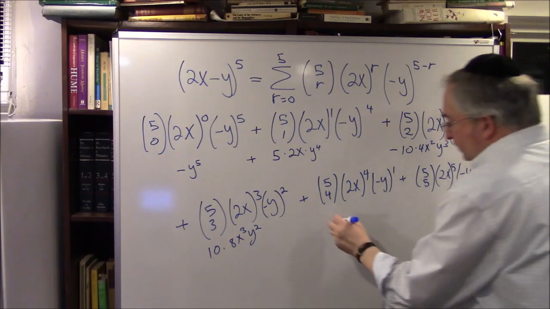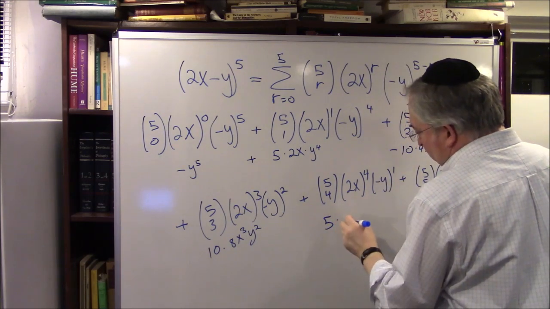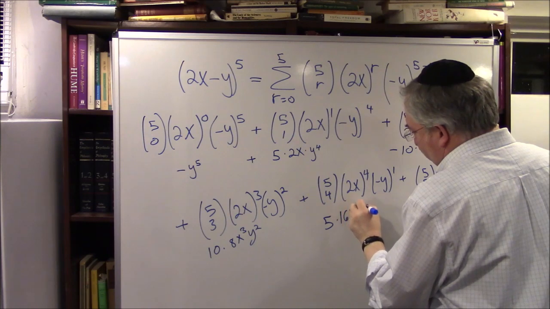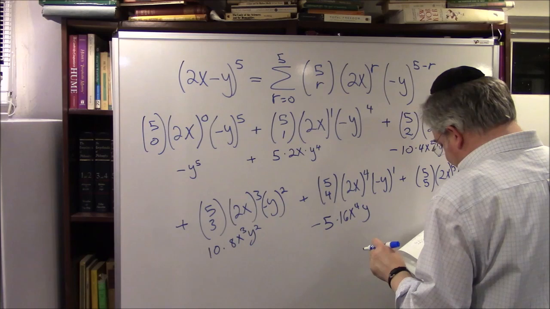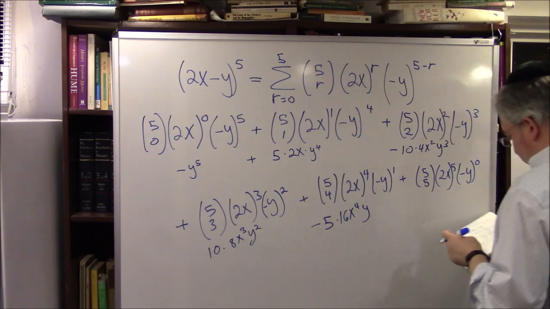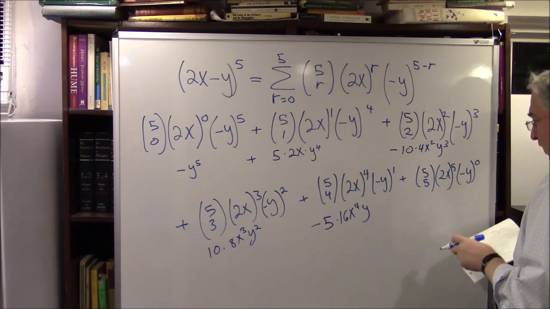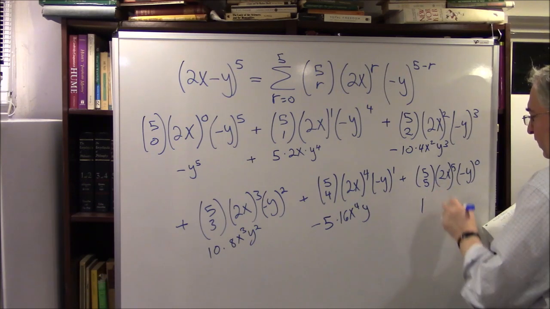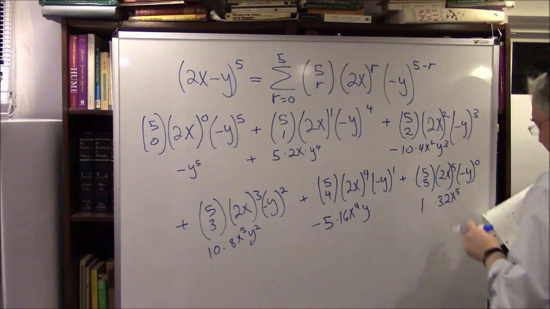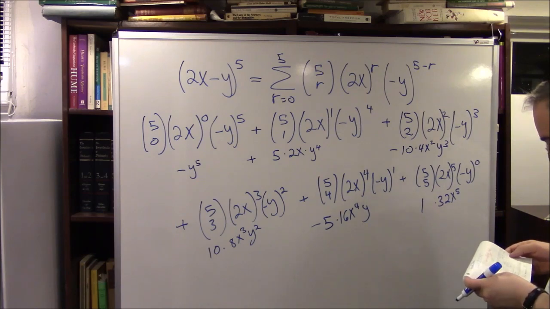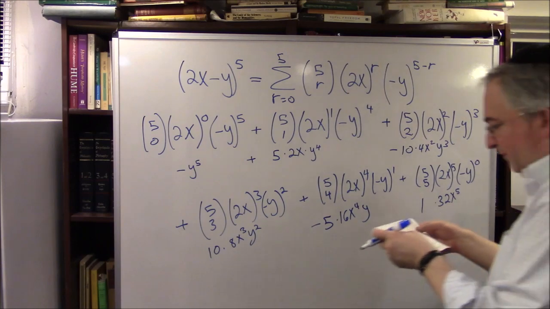5 choose 4 is 5 times 2x to the 4th power, so 2 to the 4th is 16x to the 4th, with the minus over there and a y. Okay, 5 choose 5 is a 1, 2x to the 5th, so this is 32x to the 5th. Okay. Anyways, it's a little bit ugly. Let me just write down the final thing.